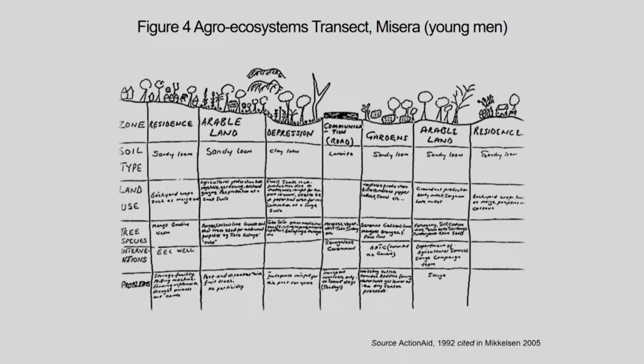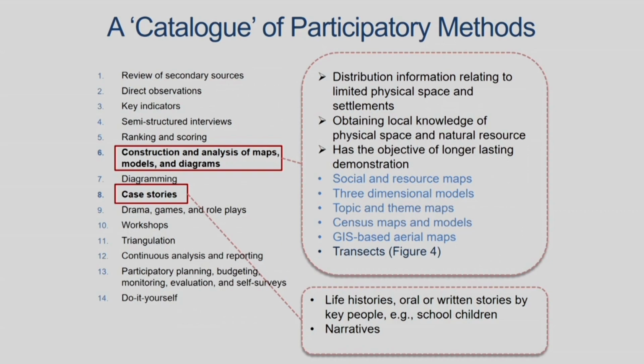interventions that are carried out, and the geography, the residence, arable land, depression. So, these are all information that are gathered. This is some kind of technical information that is gathered from the younger people, and is referred to as an ecosystems transect that helps us to come up with some results on the agroeconomic system information of the study areas. Another item on the catalogue of participatory methods is case stories, which can be in the form of life histories, oral or written stories by key people, for example school children, narratives and so on.